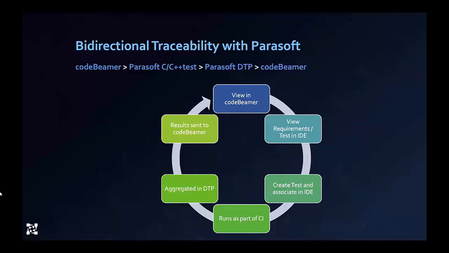They are source tests, so they're going to check in, run as part of CI/CD. We'll then aggregate the data in DTP. You'll see that, and then you'll send the results to codeBeamer, so you'll see how the results present there, and then we end up back where we started.